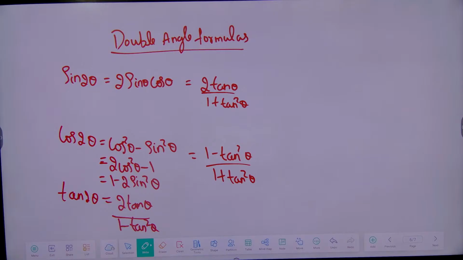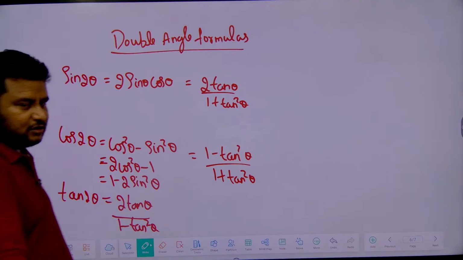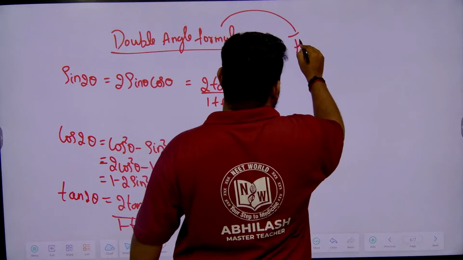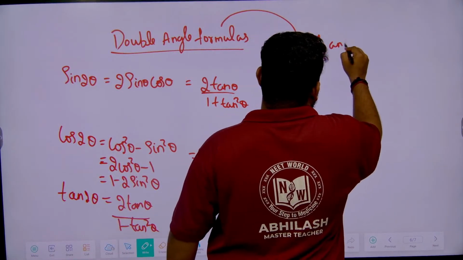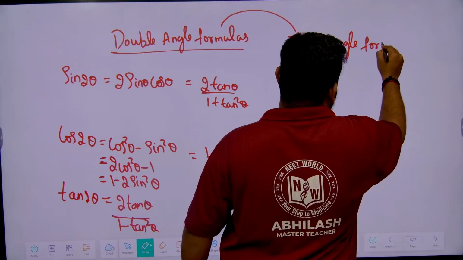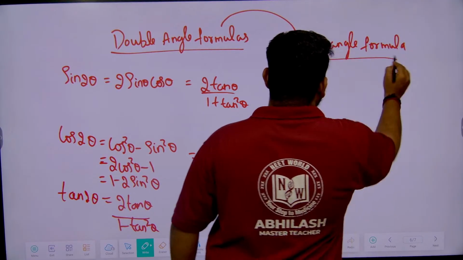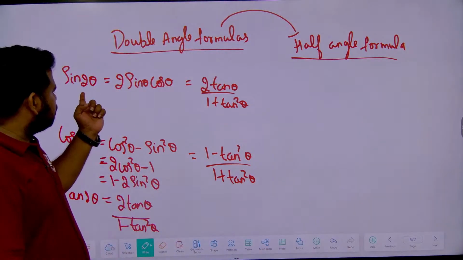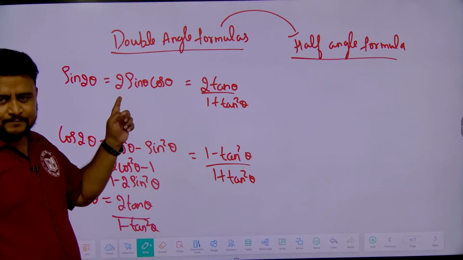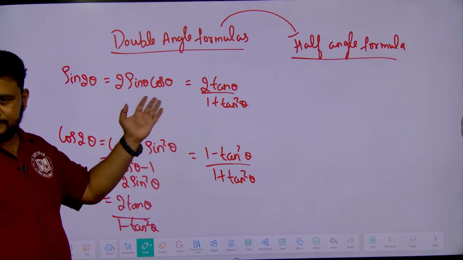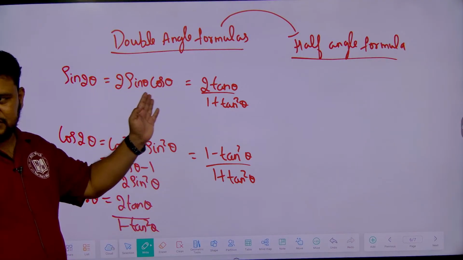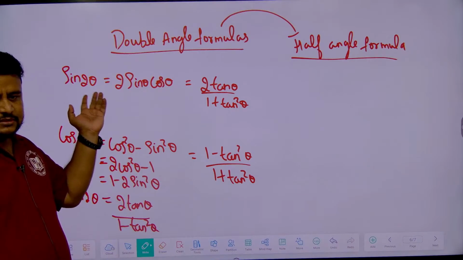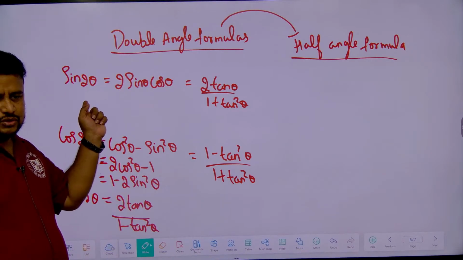If you know double angle, there is one more thing called the half angle formula. It is the same as the double angle, simply given another name. What is the half angle formula? See here, 2 theta is there, it becomes 1 theta. That means the 2 is becoming half: half of 2 is 1. So 2 becomes 1.